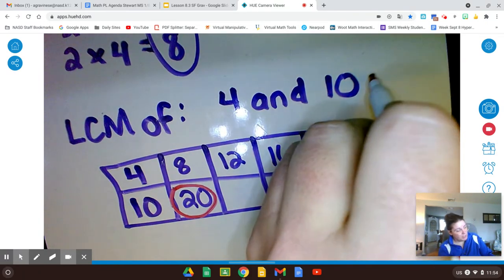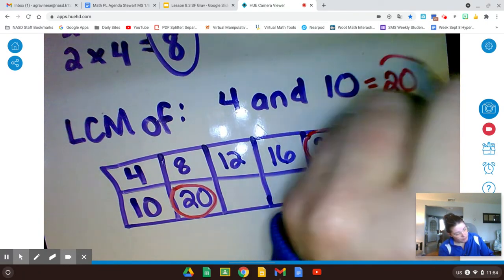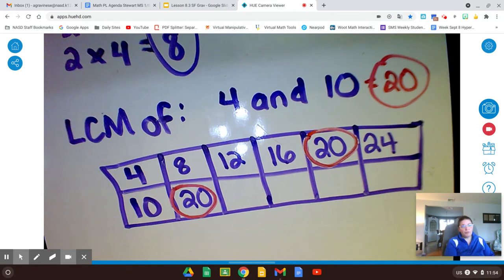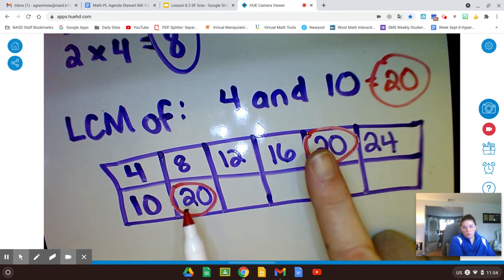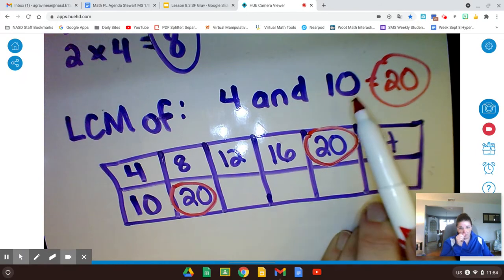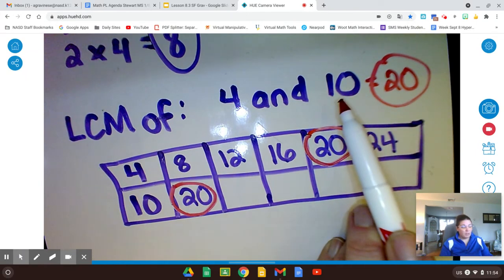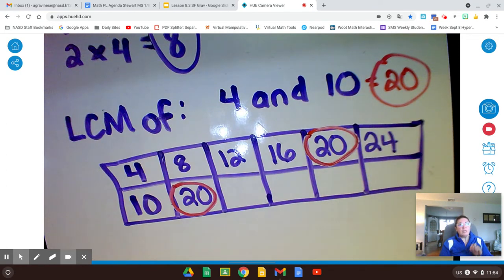Now, the common mistake, I told you that there's a common mistake here. A lot of people would put 40 for the answer, which is a common multiple, but it's not the least common multiple. I would eventually get to 40, but 20 is first. So 20 is your answer. So always be careful. I feel like this happens a lot with 10. Just always be careful that you're giving me the least common multiple and not a random common multiple.